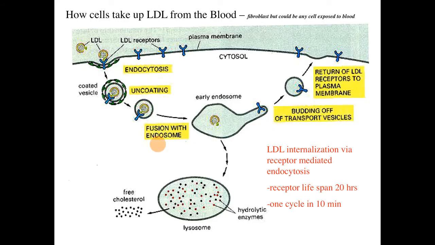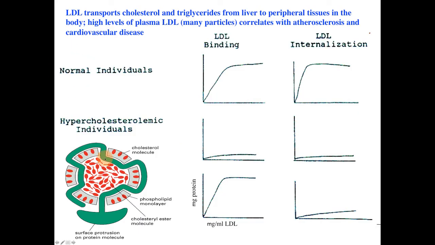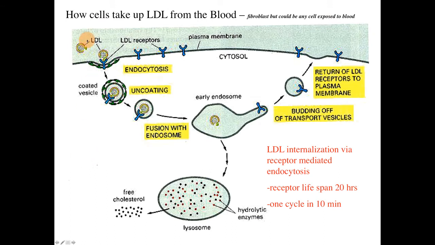Well, this is how LDL is internalized into the cell. Here's the LDL particle in extracellular space. Here's the cell membrane. And here are specific LDL receptors in the plasma membrane. It turns out that when this receptor comes across its ligand, called the LDL particle in this case, these receptors will cluster into what's called a coated pit.